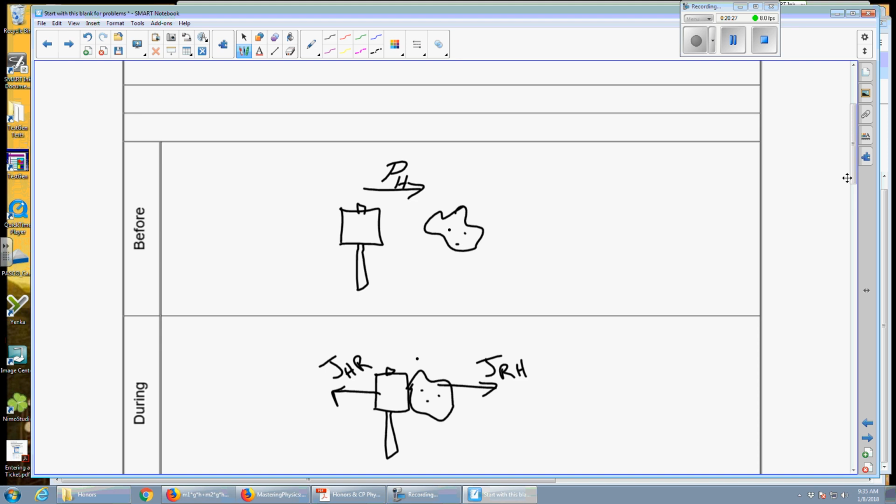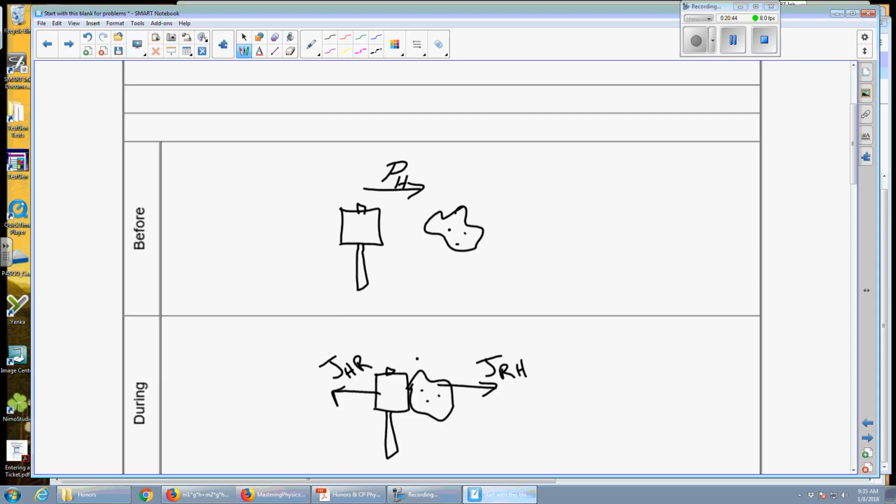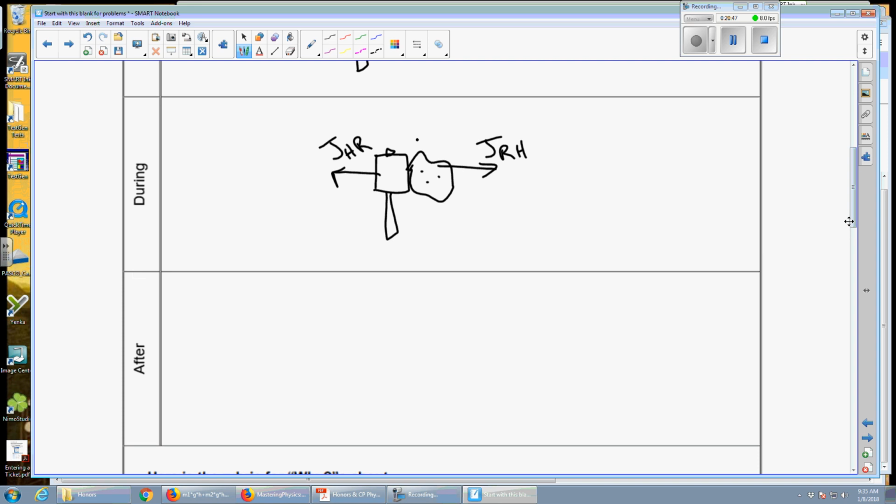Let's see what they tell me. All right, that's all they tell me. But they tell me a 0.2 kilogram rock and a 0.55 kilogram hammer. So I think if the hammer is heavier, after it hits the rock, it's going to continue moving forward. If it was lighter, I would think it'd move backwards. If it was the same mass, I think it would stop and the other one would move. But the nice thing is if I screw up, it'll tell me by giving me negative answers when I don't predict negative answers.